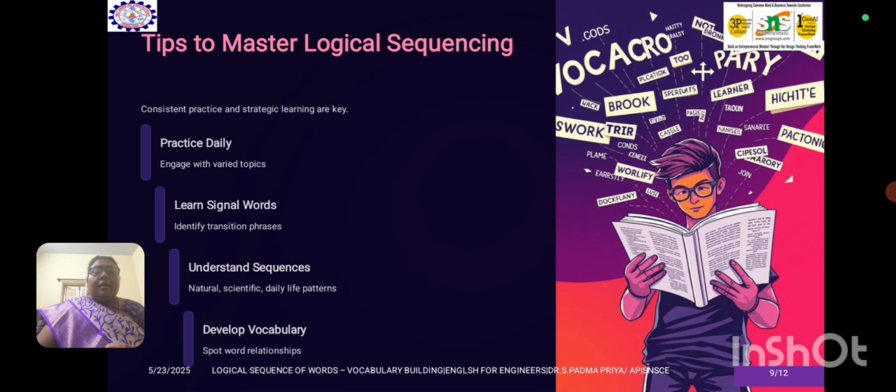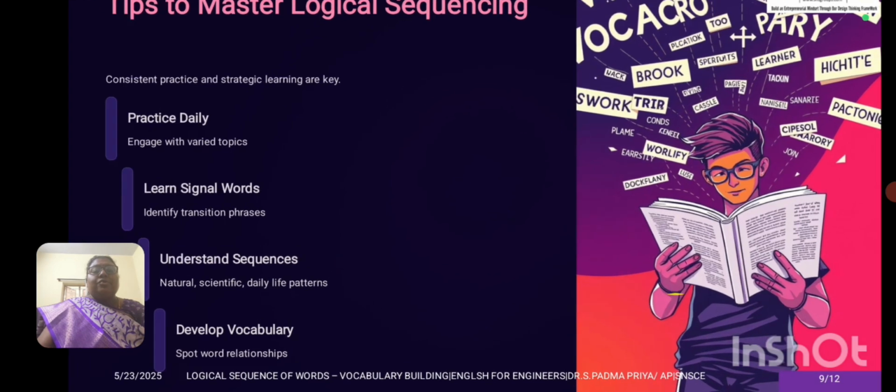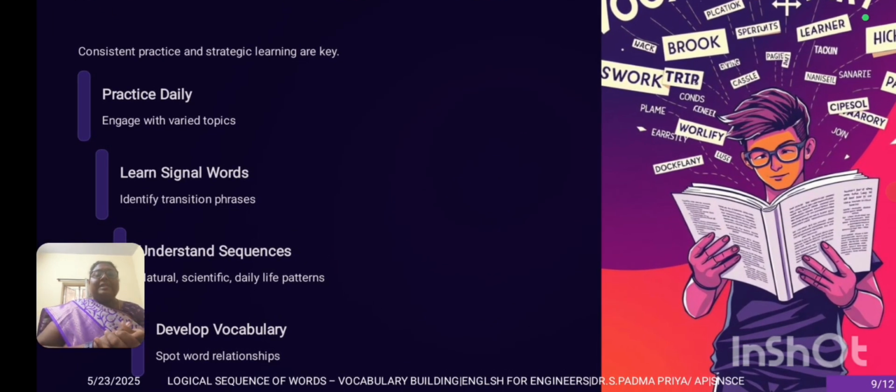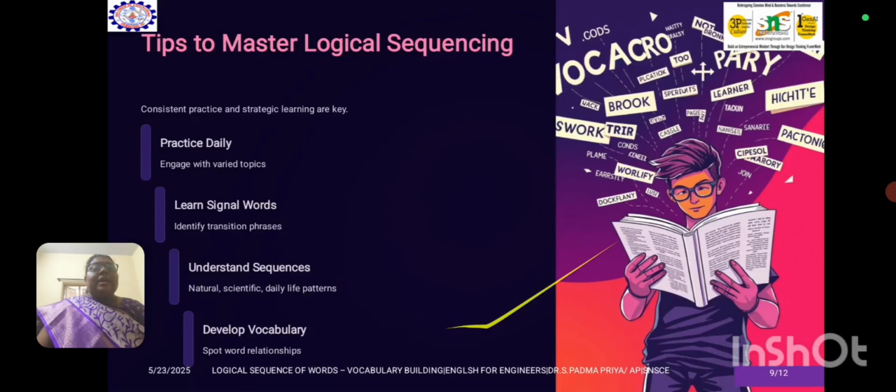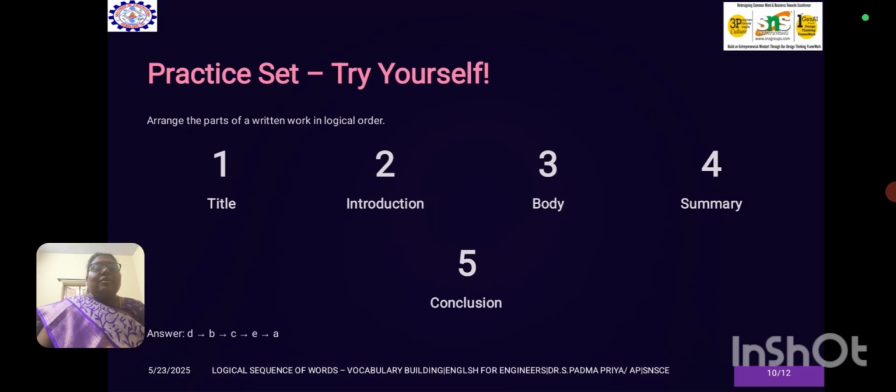So here I have given what are the things you should do. First one is you have to have a consistent practice and a strategic learning. First you have to practice it daily by engaging with varied topics. Learn signal words by identifying the transition phase, then understanding the sequences, how it is happening, and the main thing is you have to develop your vocabulary by spotting word relationships. So when you're doing this, it will help you to enhance your communication, and also it will help you to develop your sequential or logical ordering of statements.